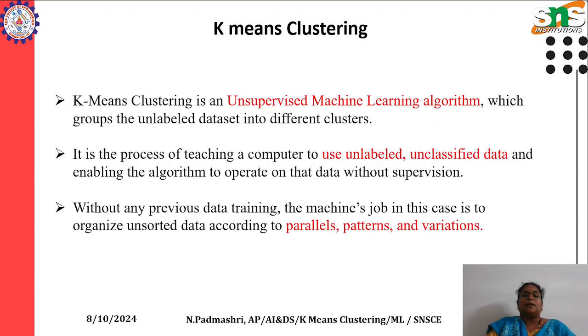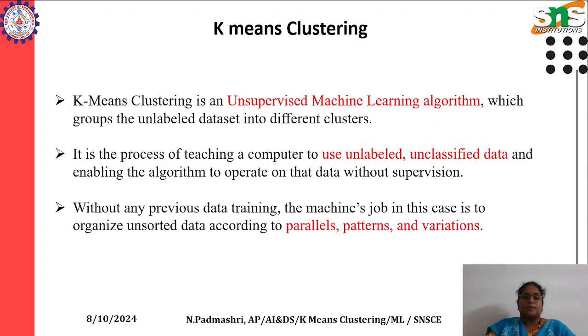Usually a supervised data set will be given the name of the data set, say for example a student data set, or we can say an employee data set. But here we are not going to give any data set name. We are going to train the algorithm with an unlabeled data set, which is called an unsupervised machine learning algorithm. One example algorithm is the K-means clustering algorithm, which we are going to discuss in this session. What does this algorithm do? It groups the unlabeled data set into different clusters.